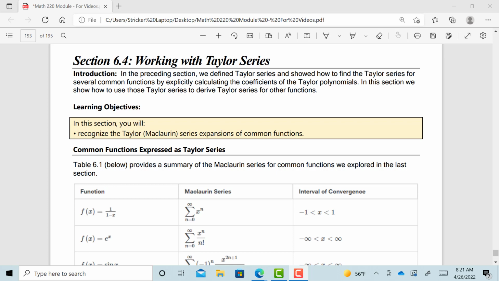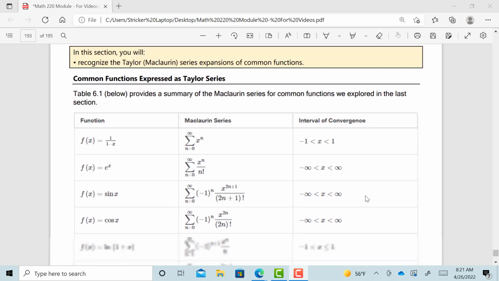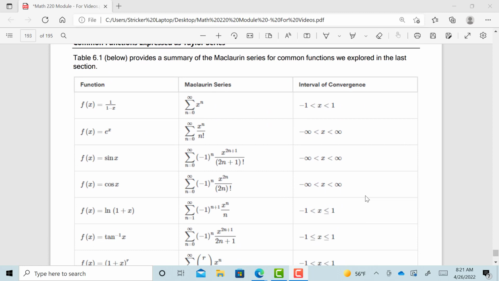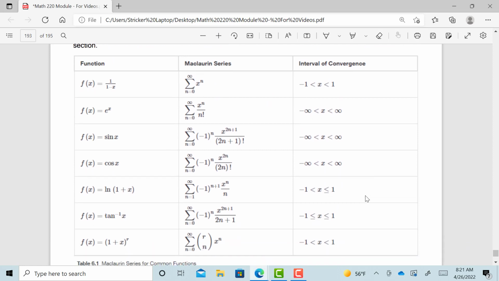And we also learned that some of these series converge for all values of x, but other ones have smaller radiuses of convergence. They only converge for, say, a radius of 1 or a radius of 2. In this last section, we're going to take those same series that we developed in section 6.3, and you can see some of those common Maclaurin series on the first page of your section 6.4 notes.